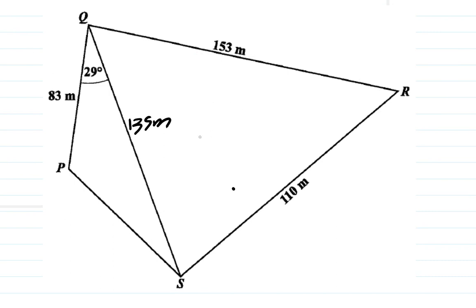To get the perimeter, oh, it's just one thing you want. You want PS alone. That's all that's missing. You already have your PQ to be 83. You have your QR to be 153 meters. You have your RS to be 110 meters. You only want your SP now.